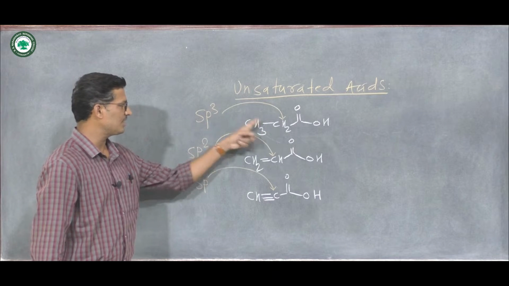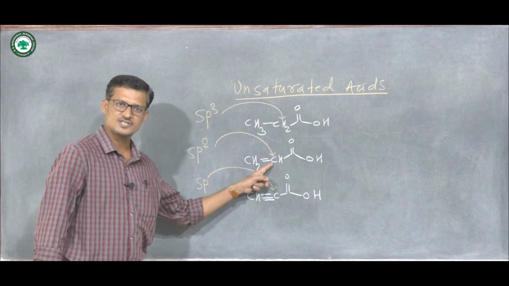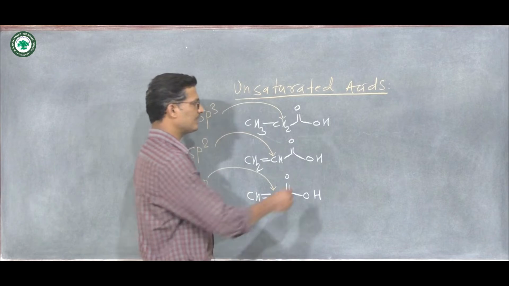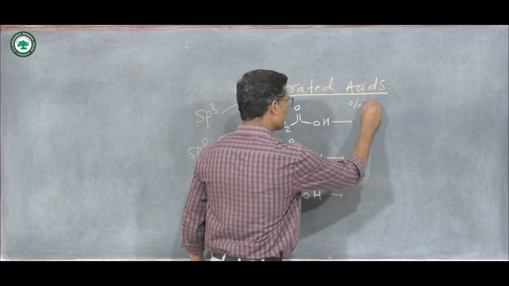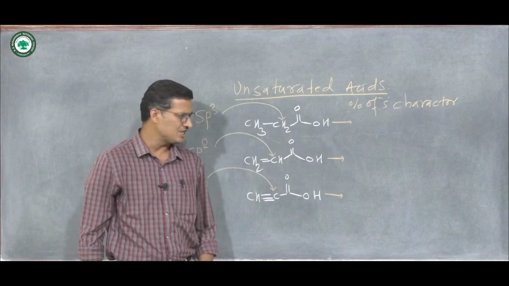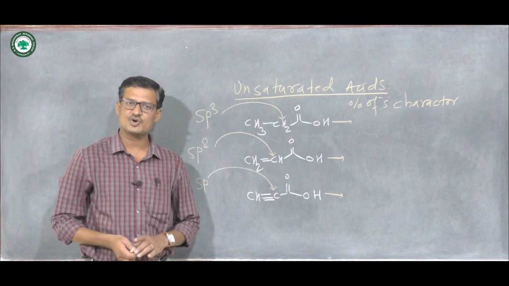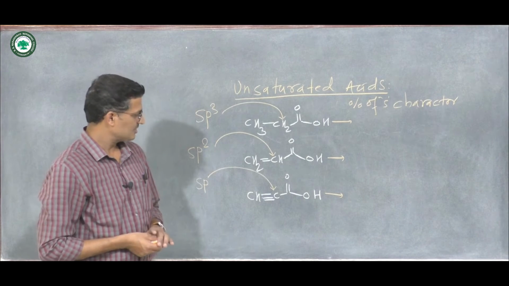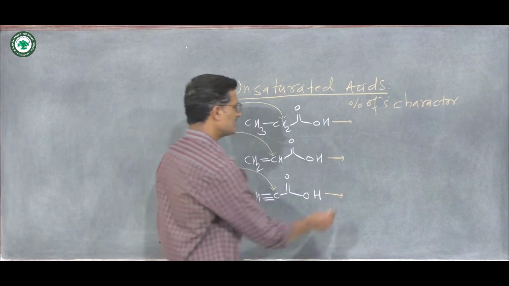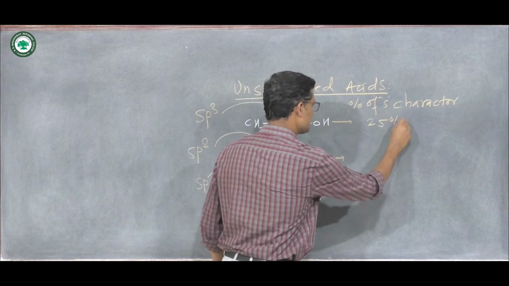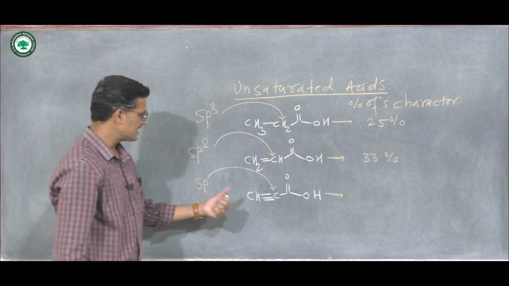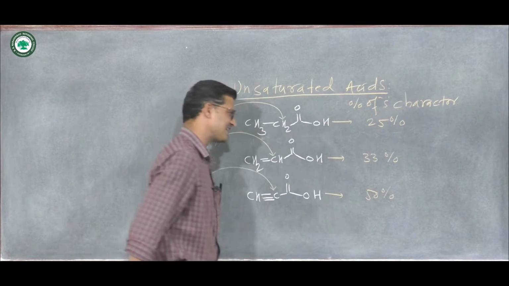In the first example, this carbon has sp3 hybridization. In the second case, this carbon is sp2 hybridized. In the third case, this carbon has sp hybridization. When the percentage of s character increases, the electronegativity of that particular carbon increases, this carbon gives the minus I effect, and acidity increases. So remember, for sp3 carbon the percentage of s character is 25%, for sp2 carbon it is 33.33%, and for sp carbon the percentage of s character is 50%.